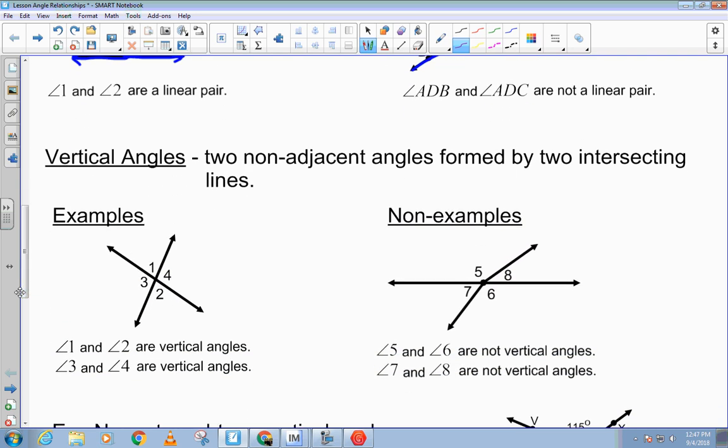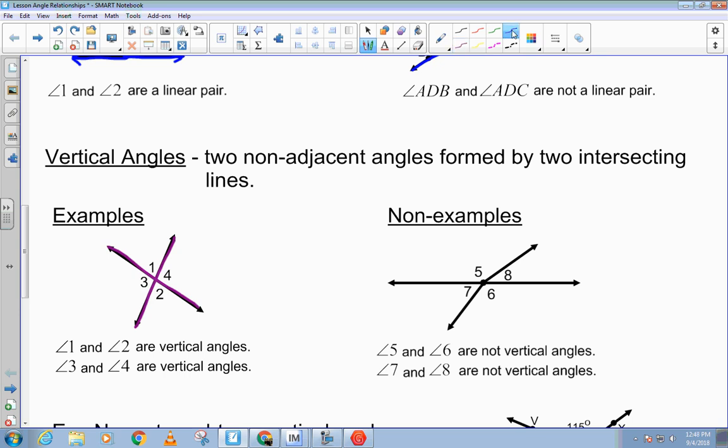Another special type of angle pair are vertical angles. And those are two non-adjacent, because they're not neighbors, okay? Two non-adjacent angles formed by two intersecting lines. Okay? So, when you have vertical angles, you have two lines that intersect. Here, and you have a line here. Okay? Those two lines intersect each other. And when they do, four angles are created. Okay? And the ones that are across from each other are considered vertical.